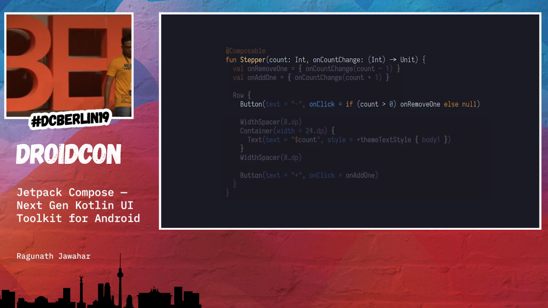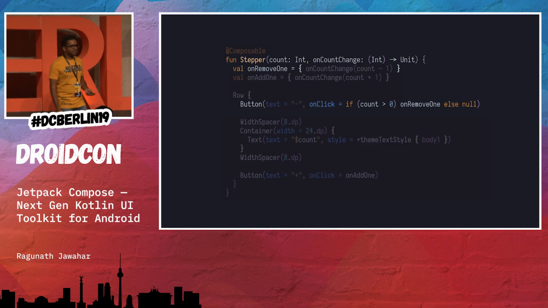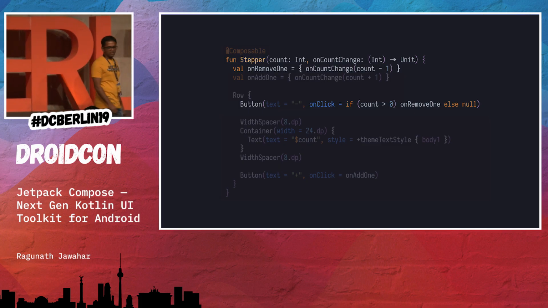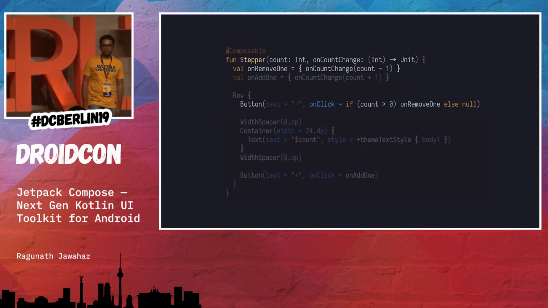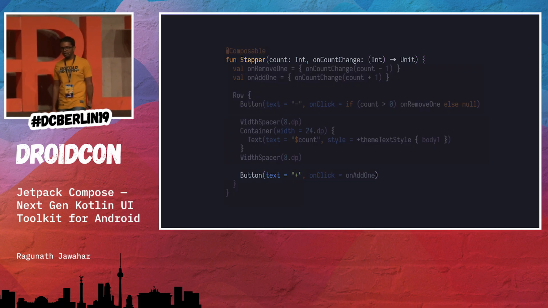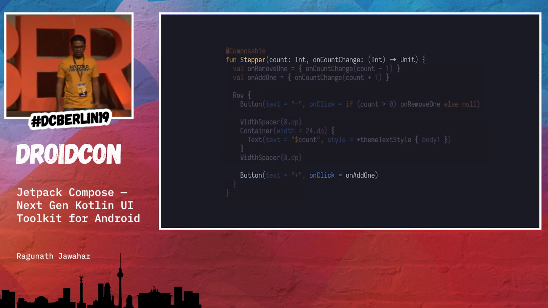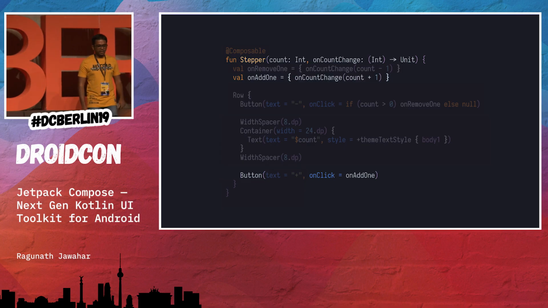And if you look at onRemove, what our onRemove does, it's just a Lambda function that calls onCountChange with count - 1, right? And then if you look at the positive button, it's another Lambda function that takes onCountChange and then adds 1 to it, and then we're done.